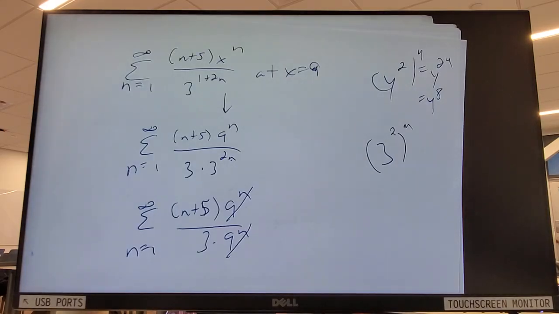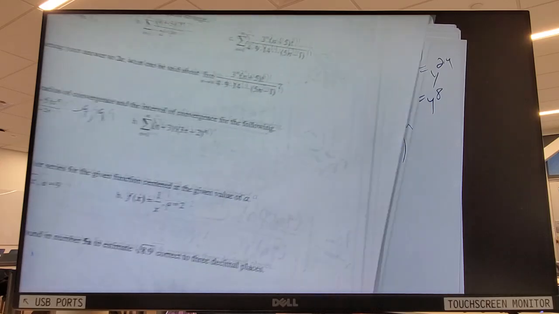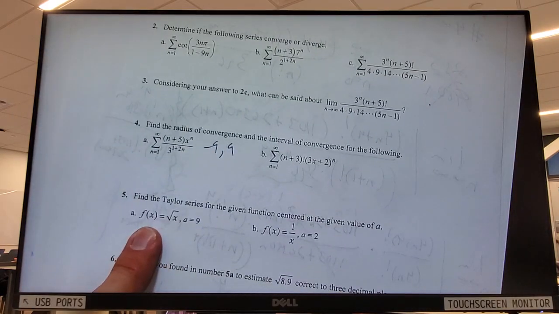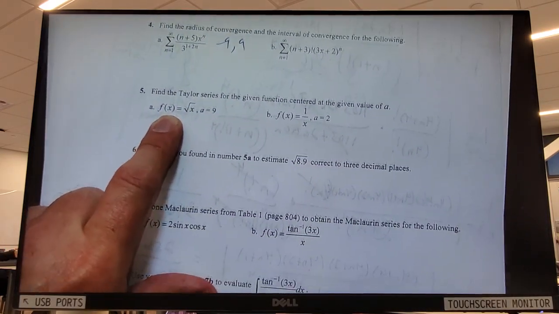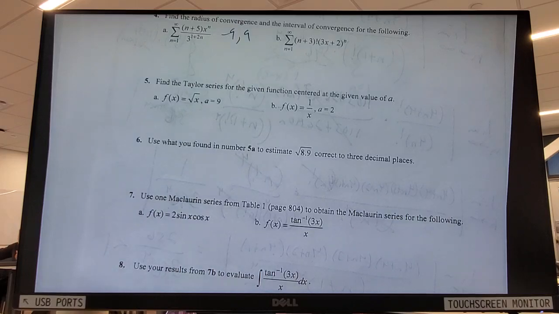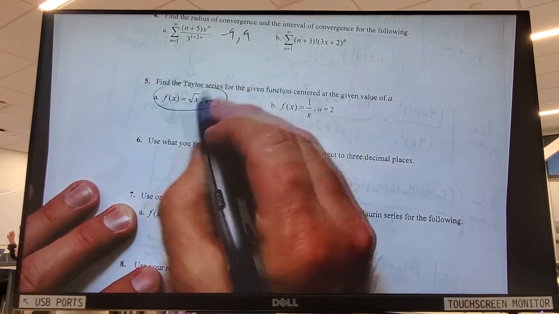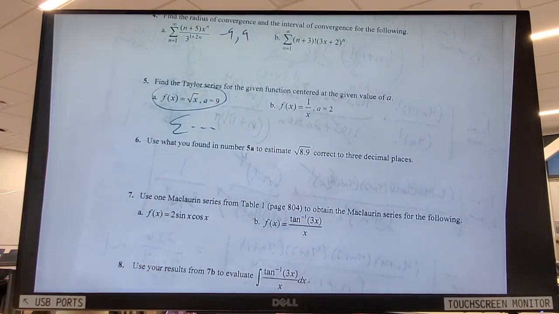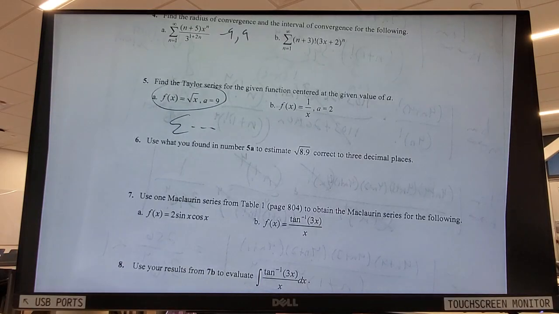Maybe. By the way, I don't know how many of you guys have tried 5a out. I really hope not too many, because you're not going to be able to find a series for that easily. I wanted to do square root because it's a very simple function, but you can't see the pattern too easily.